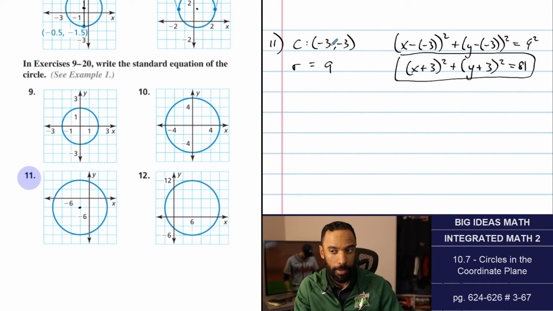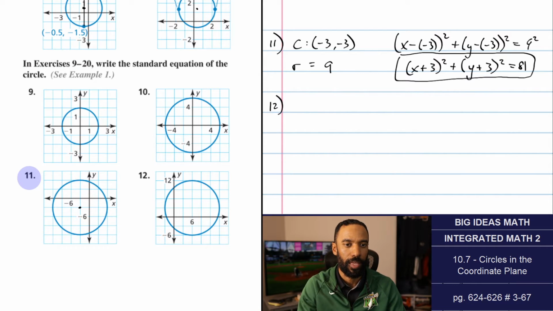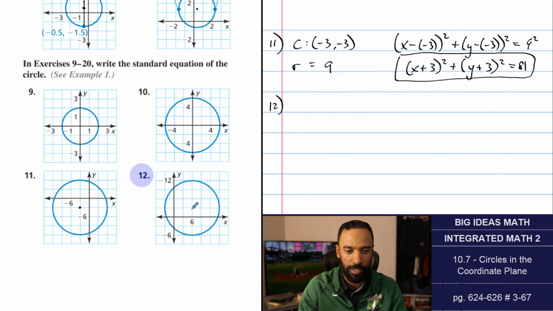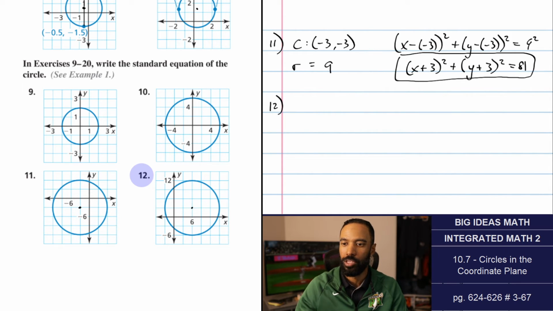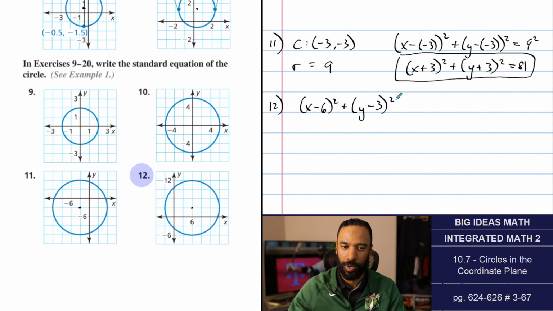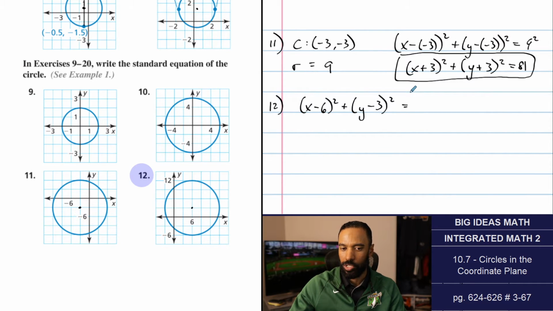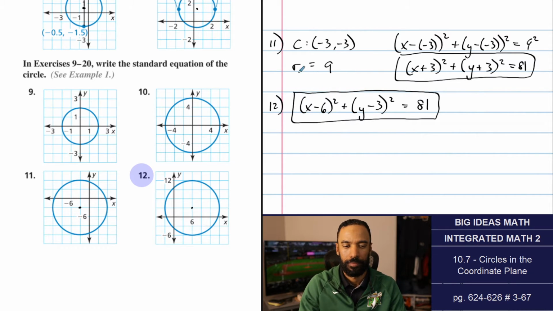From here on out, anytime a center has negatives like those ones, I'll just be putting a plus instead of having that part. Number 12 will not be one of those cases because this center is in the first quadrant. Everything's positive. These go by 3's. This is 6, 3. So with a center of 6, 3, we're going to have x minus 6 quantity squared plus y minus 3 quantity squared. Now this will equal the radius here, which is also 9. So 9 squared we saw last time was 81, and I'll just leave it like that. That is the answer to number 12.